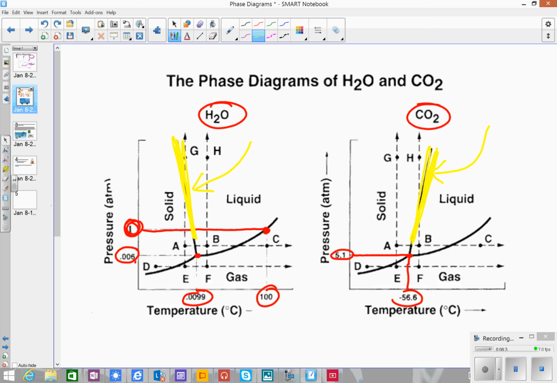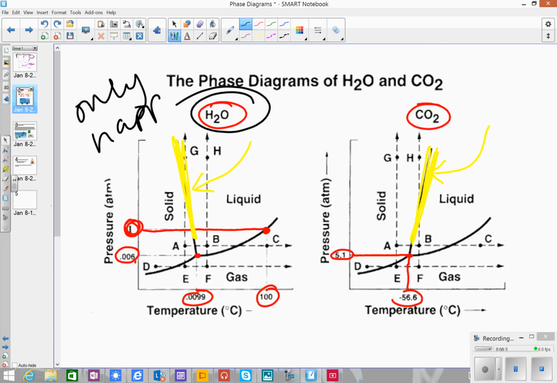It's very unusual, and it's very special, and it only happens in water. Okay, only happens in water. And the reason for that is water's very unique.